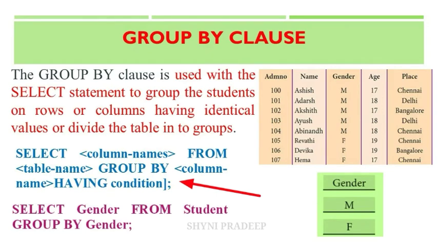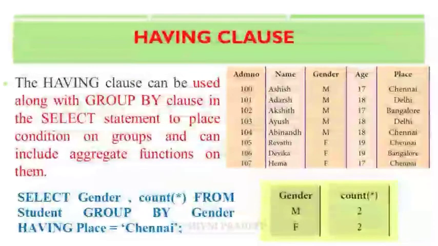This is the syntax. Select column names from table name, group by, next write the column name, having, next write the condition. Okay. See this example. If you want to select the gender from student table, give the command like this. Select gender from student group by gender. In the output, only two results will be displayed because we only have two gender types, male and female. That means M, F.